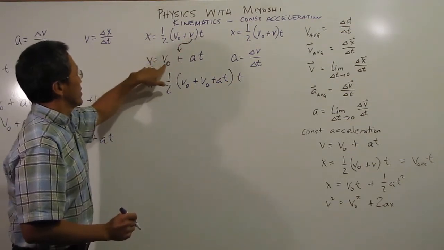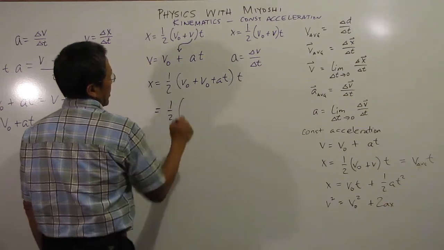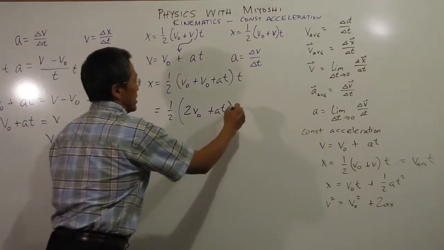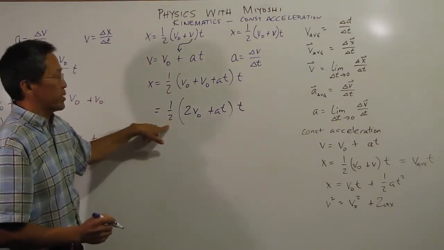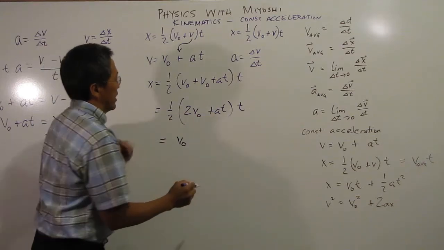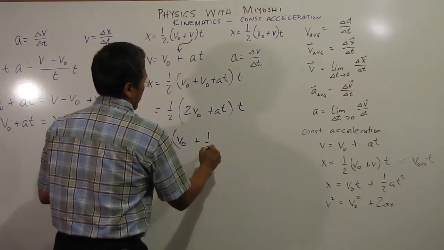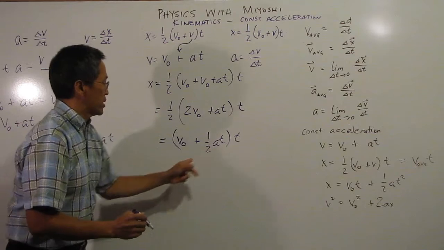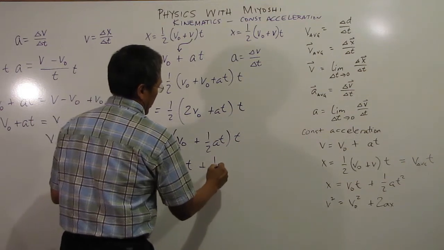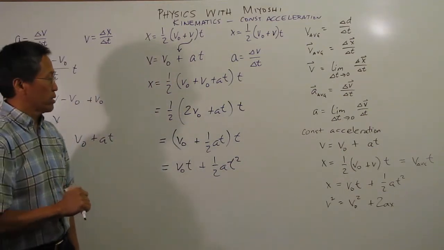which is just substituting this for the v. And then I get 1/2 (well, v0 plus v0 is 2v0 plus at) times t. And then I'll just distribute the 1/2 through here, and 1/2 times 2 is 1, so that's v0. 1/2 times at is 1/2 at. Then I distribute the t through there, and we get v0 times t plus 1/2 a t times t is t squared, and there I get that one as well.